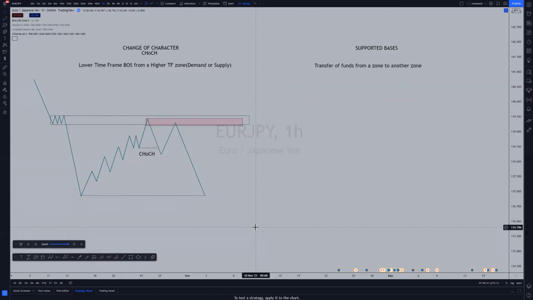A downtrend is when price forms a series of lower highs and lower lows. So once I take my trade here, I want to put my stop loss above this supported base, and I want to trade downward. This lower time frame break of structure is what we call change of character.